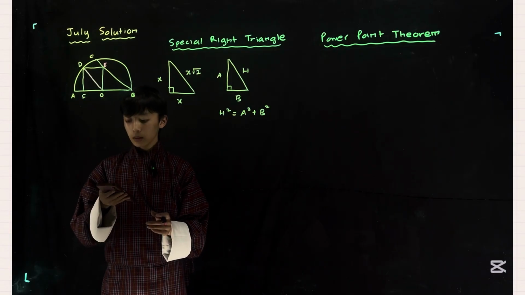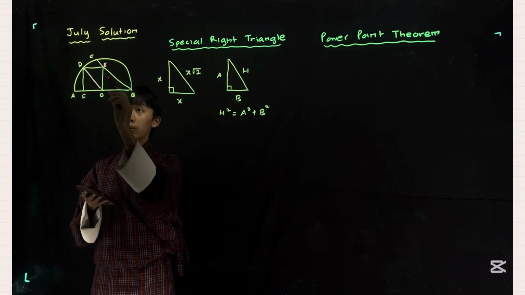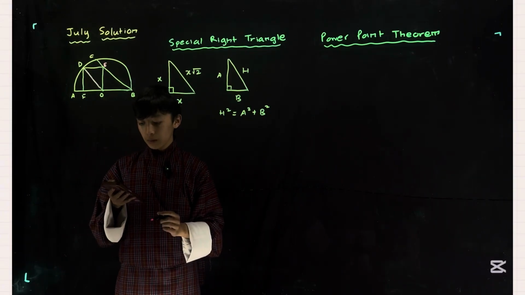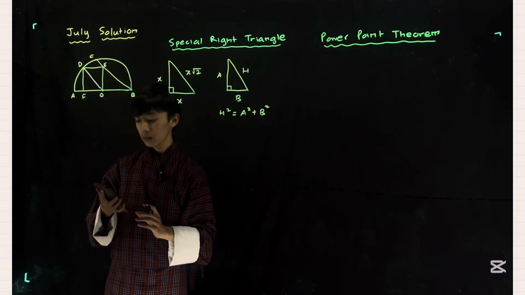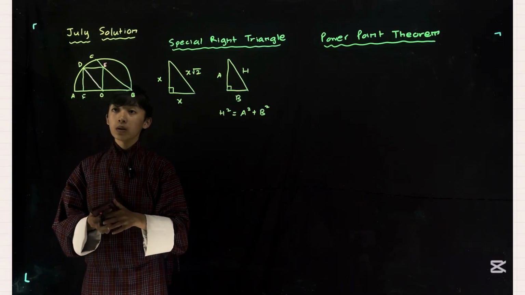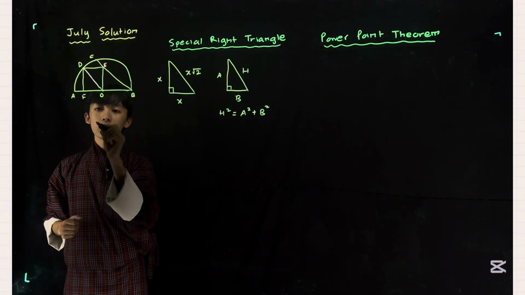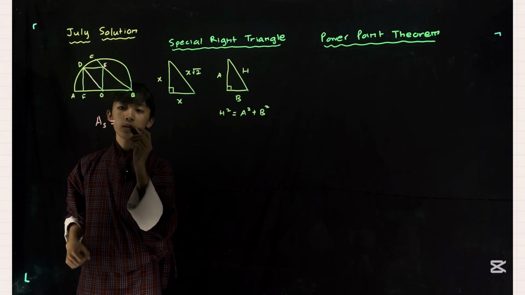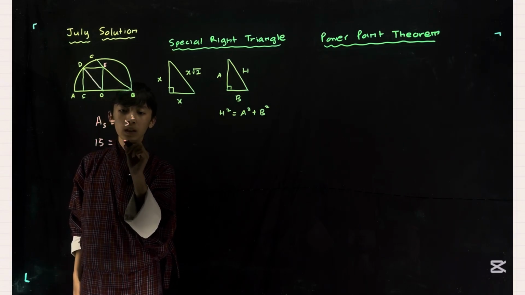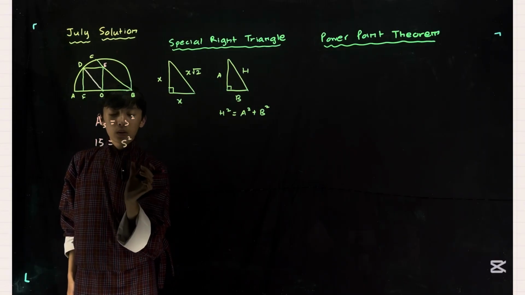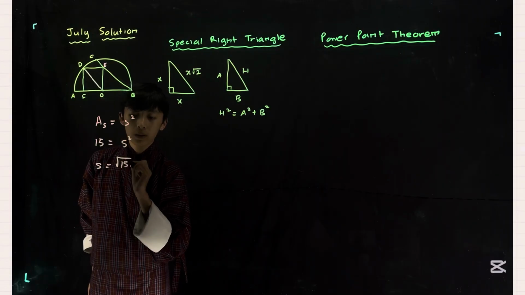So the question says, O is the center of the semicircle and the area of the square OEDF is equal to 15 square units, and we are asked to find the length of BC. So the first thing that we are going to do is find the side length of the square. Now we calculate the area of the square as side squared, so the area is given as 15, so we can square root both sides and get the side length of the square as root of 15.